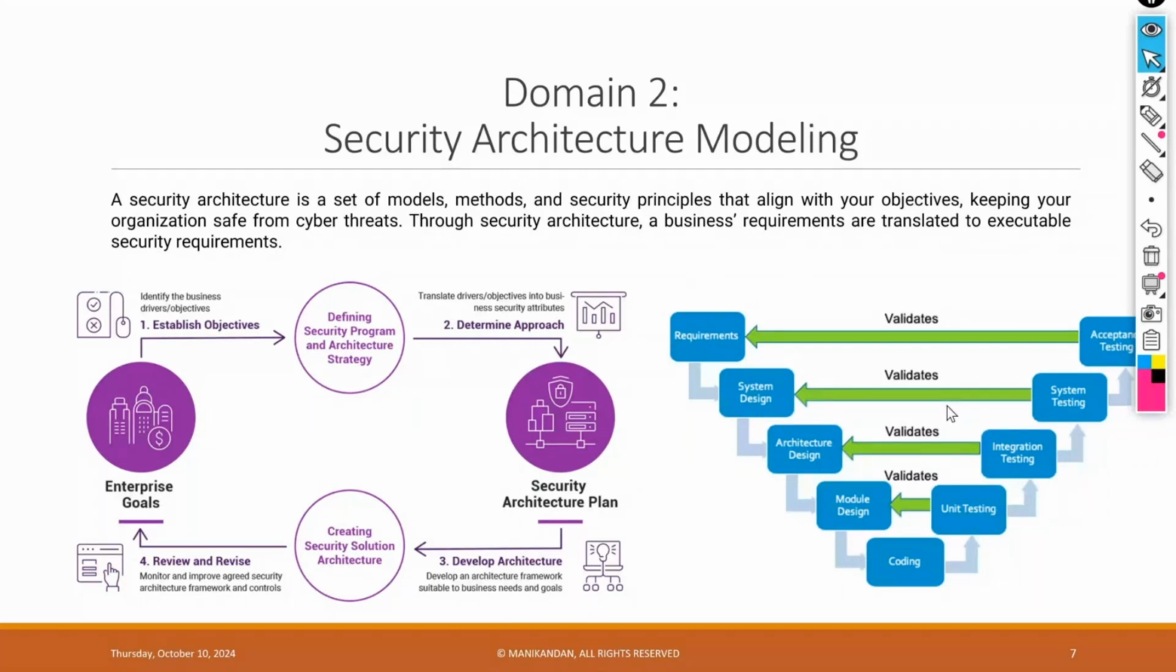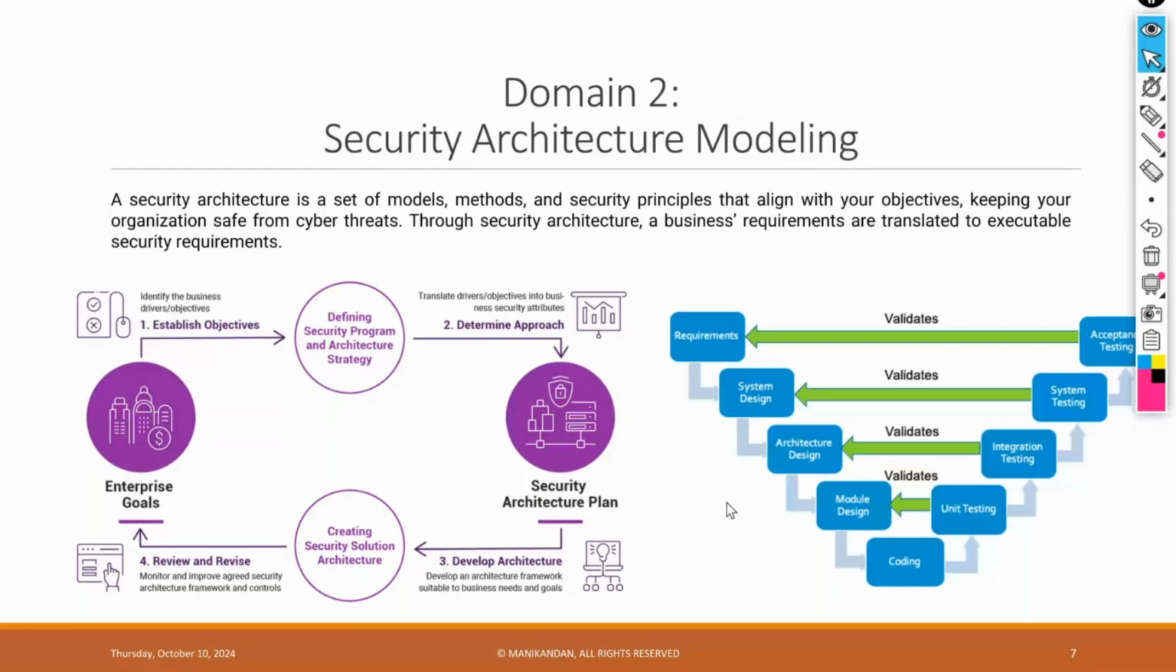So, whenever we are defining a security architecture, the first thing we need to understand is that we have two types of architecture: an enterprise architecture and a security architecture. Live examples of enterprise architecture are the Zachman framework and TOGAF. These are mainly the architectures which are used for enterprise architecture. Now, when we are talking about security architecture, we have SABSA.